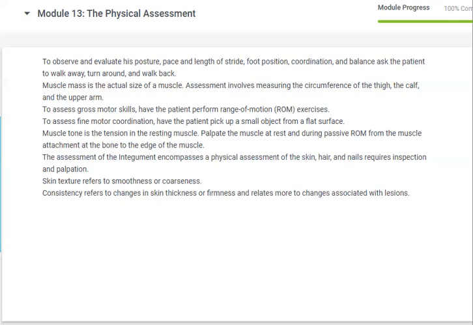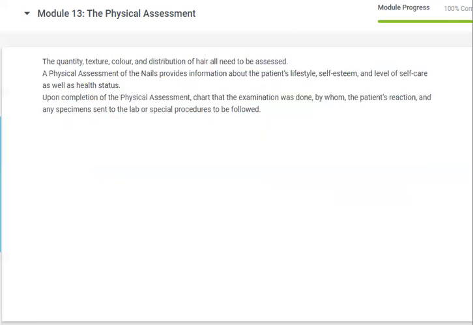Skin texture refers to smoothness or coarseness. Consistency refers to changes in skin thickness or firmness and relates more to changes associated with lesions. The quantity, texture, color, and distribution of hair all need to be assessed. A physical assessment of the nails provides information about the patient's lifestyle, self-esteem, and level of self-care as well as health status.